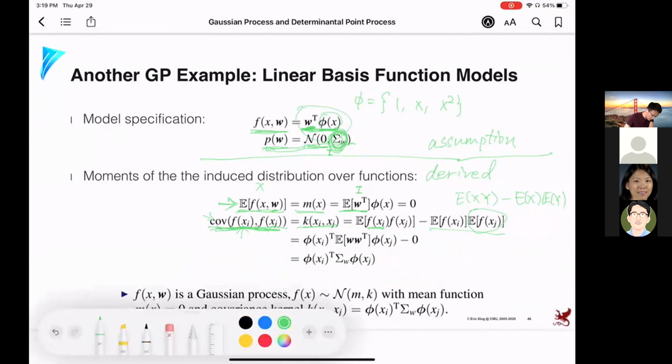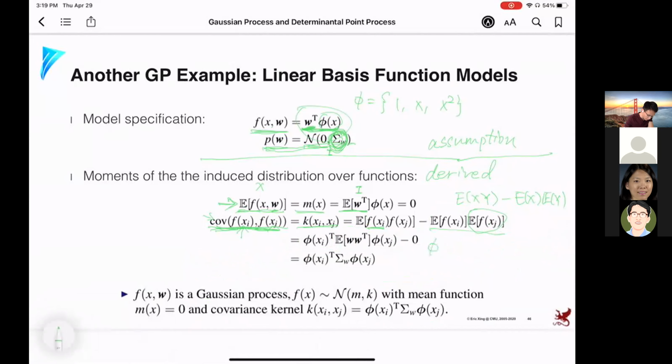So if we think about a simple case, if phi x just equals x, right? Then this will be x transpose or xi xj, right? What is x? Are you talking about phi x, phi of x, or what is x? Yeah, so I try to think about a simple case to see if we can get the meaning of this covariance kernel in this case.